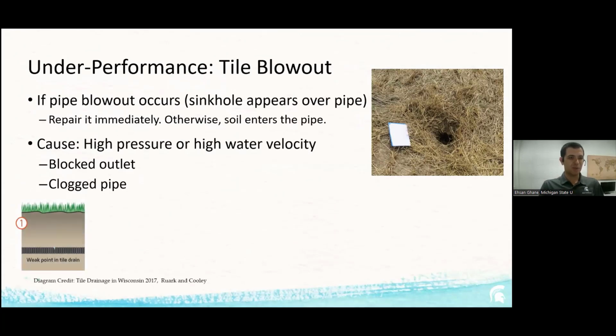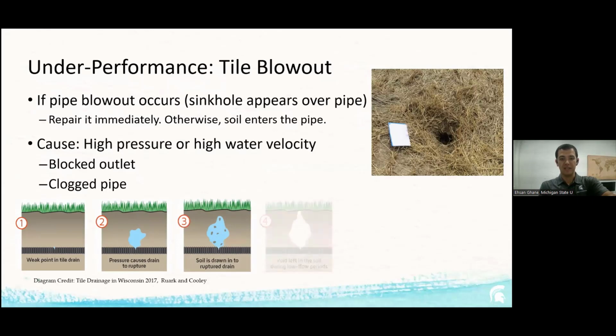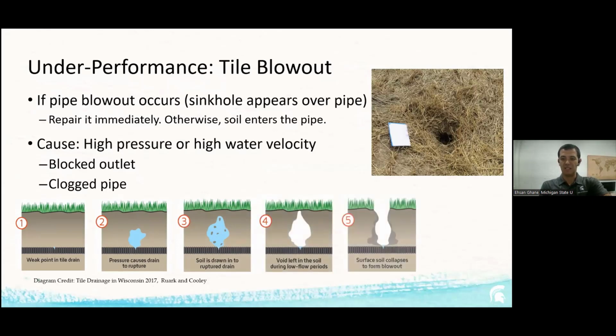So for this tile blowout, this is how it starts. Pressure builds, some of the soil water comes out, and then when the rainfall flow recedes a little bit, it takes the soil inside the pipe. As I click here, you can see it's creating a sinkhole. This graph is from University of Wisconsin. It's an excellent graph.